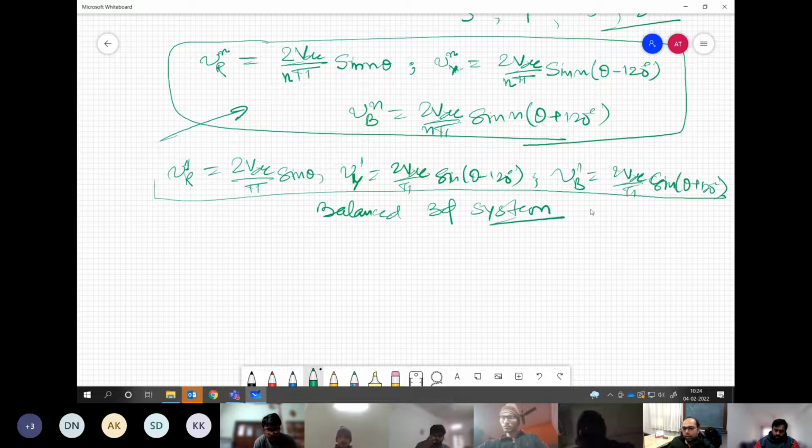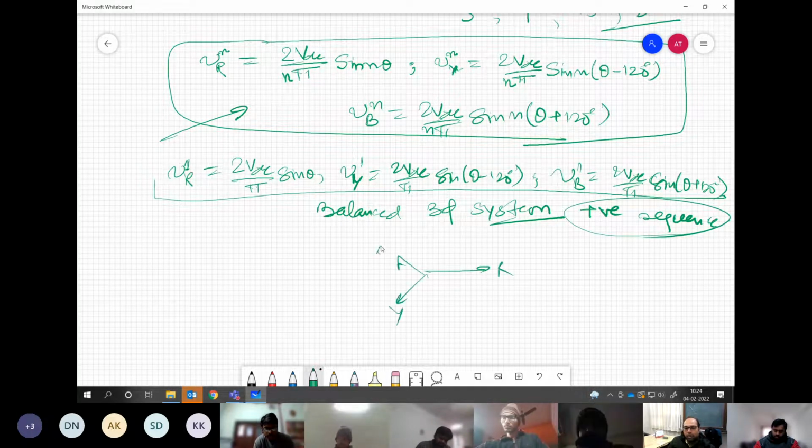And also this is a positive sequence, what we say, right? Which means that if you draw R, Y, B, there will be a counterclockwise direction of rotation. Understanding my point? Is that clear to all of you?